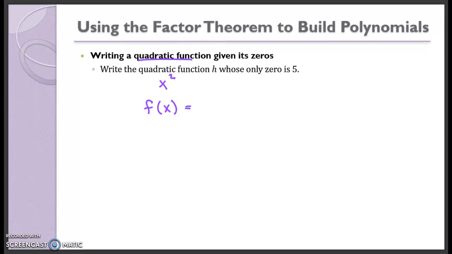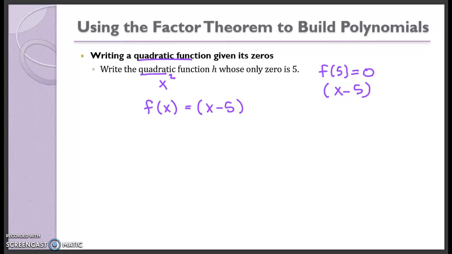Well, if we have a zero that is 5, so f of 5 equals 0, the factor theorem says that x minus 5 is going to be a factor. But how do I get a quadratic function? Because this right here is only a linear function. And I only want a zero of 5.